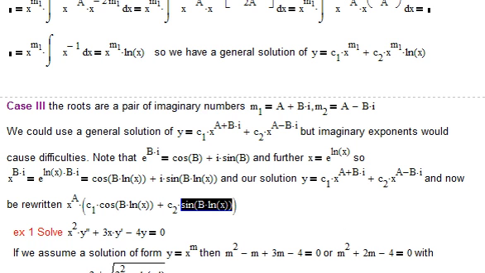Wow. So now that we know about the three cases, let's go ahead and solve some of these. Yes, so now let's see how we can apply this, and I don't think it'll be all that bad.